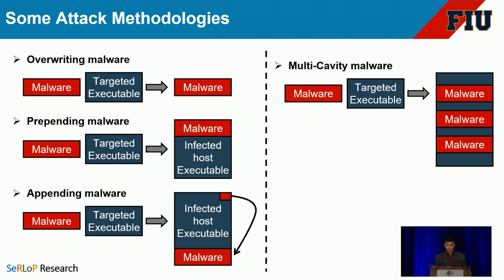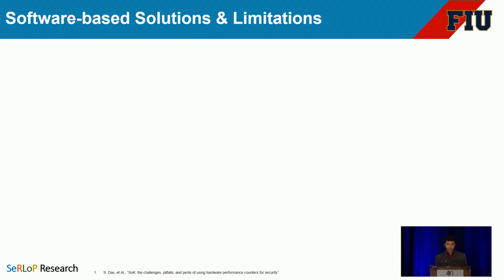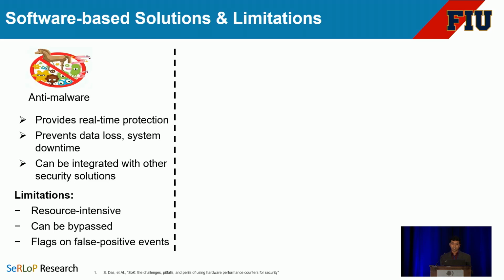Then there's multi-cavity malware, also known as multi-stage malware, an advanced type of malware that uses multiple stages to achieve its objectives. And each stage is responsible for performing a specific function. And at the end, there's the kernel rootkit. It's also a type of malware that can modify the core operating system to hide its presence and avoid detection by the security software. So there are some software-based solutions to prevent this type of attack, like anti-malware.